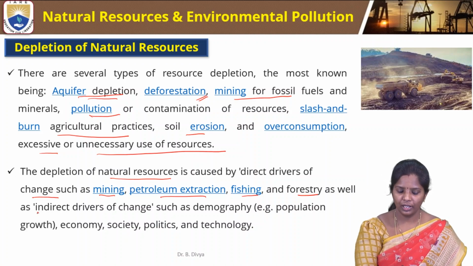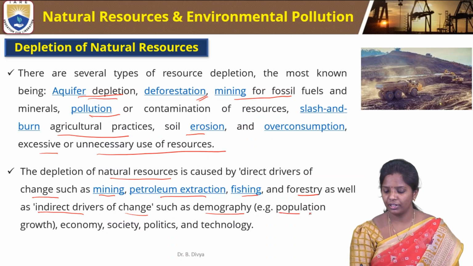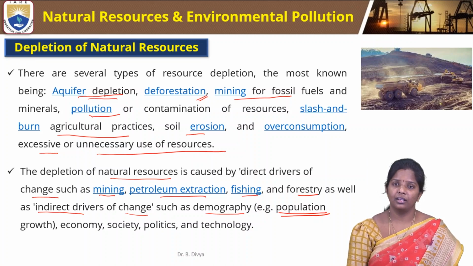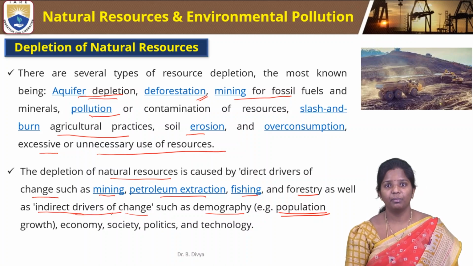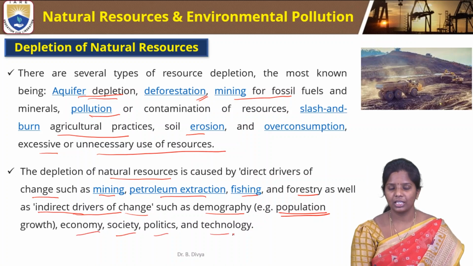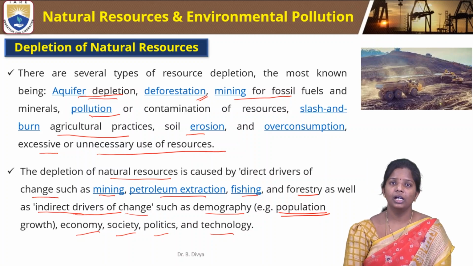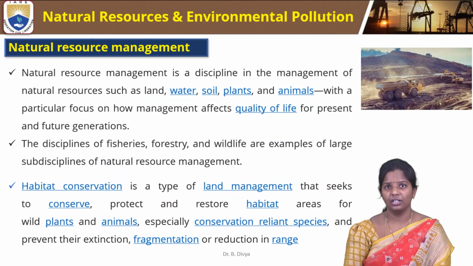And as well as indirect drivers of change such as demography, for example, population growth. These also affect the depletion of resources, because when the population is increasing, the use or the purpose will increase. When the purpose, needs, and wants increase, we have to extract the resources that are available. In that way overuse also happens, therefore causing depletion. So these are the indirect ways where depletion is occurring: economy, society, politics, and technology. For technological purposes also we are using resources, so that also causes depletion. So these are the different ways, indirect and direct, in which depletion of natural resources is affected.